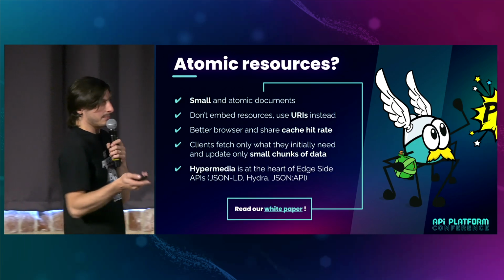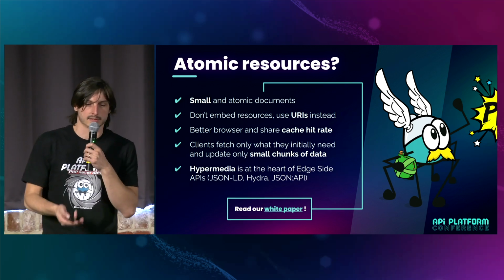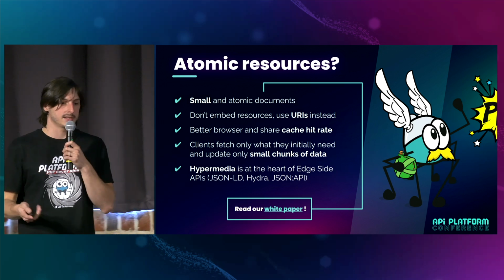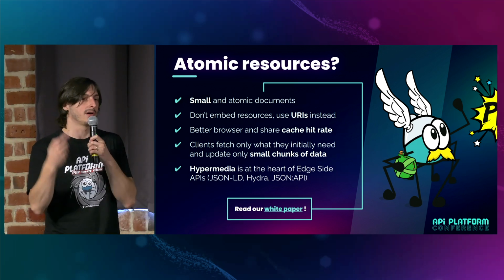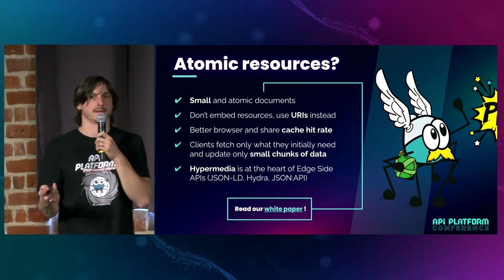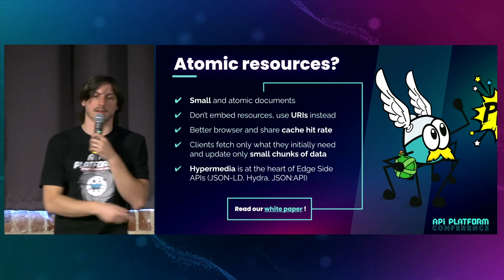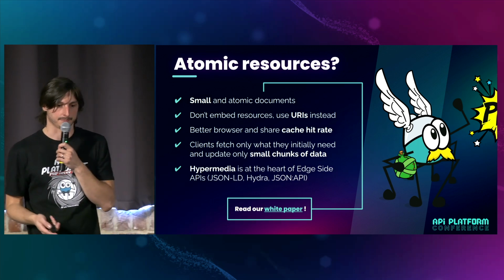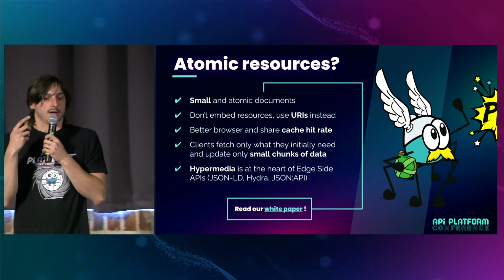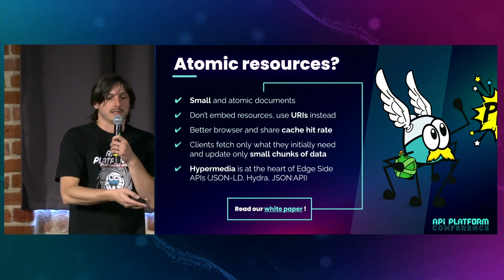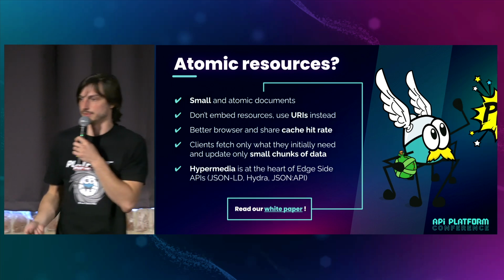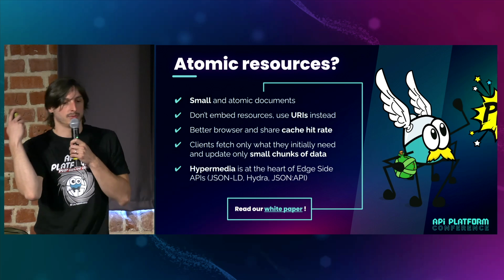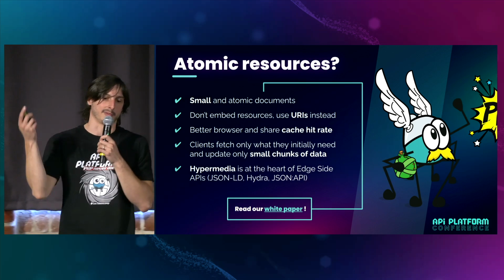So I hope you got the message about atomic resources that must be small documents. The really big advantage of this is that you get a better browser shared cache hit rate. Because you only have small resources, then you almost have everything in cache all the time. Hypermedia, obviously, JSON-LD, JSON:API are perfect for this usage. So this is why we love them. Read our white paper if you want to know more, and don't hesitate to propagate the message.